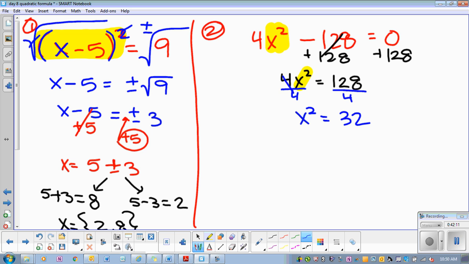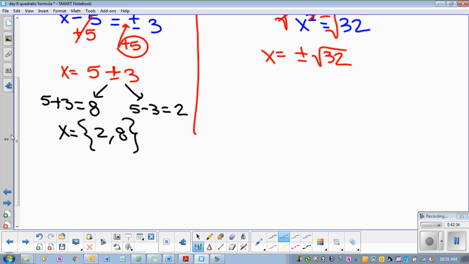Now that I have x squared all by itself, I need to get x all by itself. Square root it. When you draw the square root, gotta put plus or minus. Good. So x equals plus or minus square root of 32. Huh, is 32 a prime number? Oh, it's not prime. No. So you need to simplify this guy. 32 is what times what? 2 times 16. And 16 can be broken down into what?